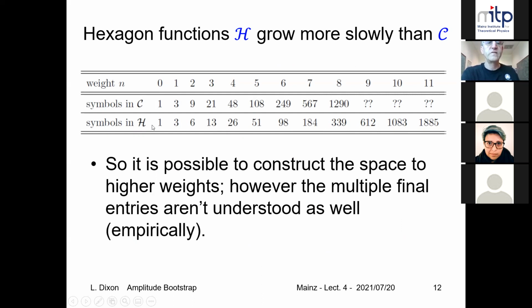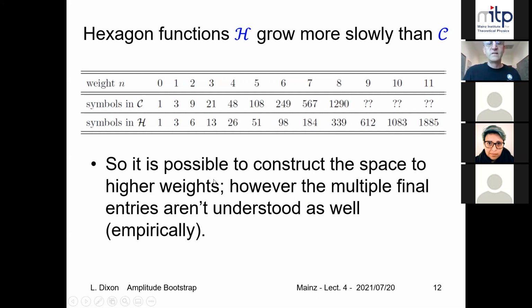So the number of symbols that you find in this hexagon space defined this way includes 3, log U, log V, log W, or log A, log B, log C. There are only 6 functions that survive the Steinmann relations instead of 9. And that 6 is already telling you that the growth is going to be slower in this space. And indeed it is. By the time you get to weight 8, there's almost a factor of 4 between these spaces. And so this one grows quite slowly and can therefore be constructed to quite high weight.